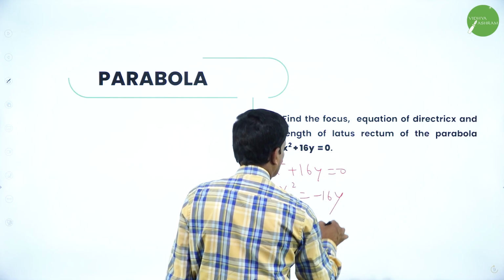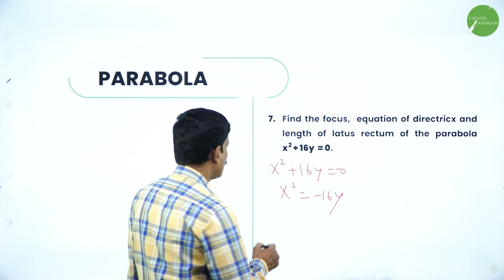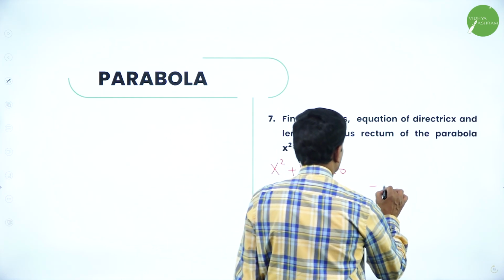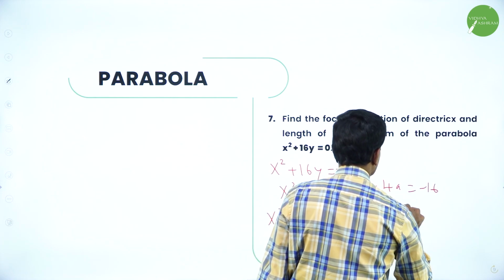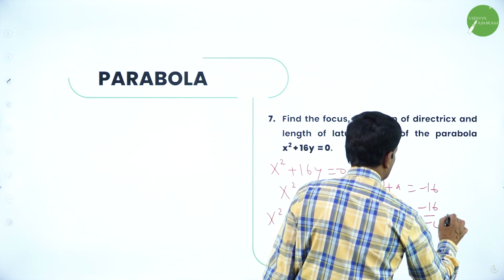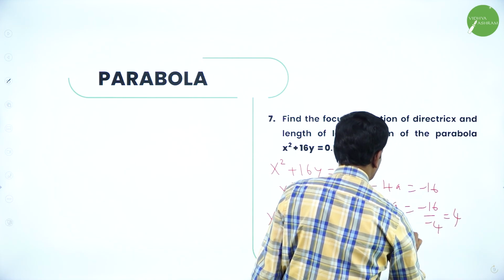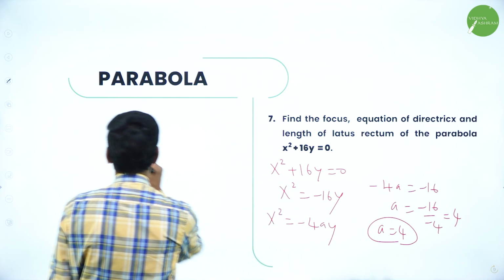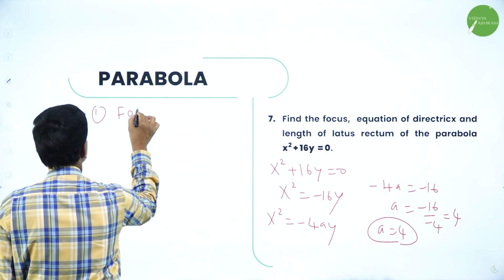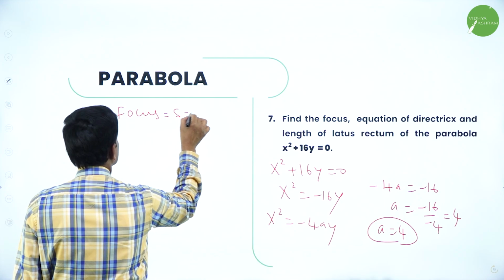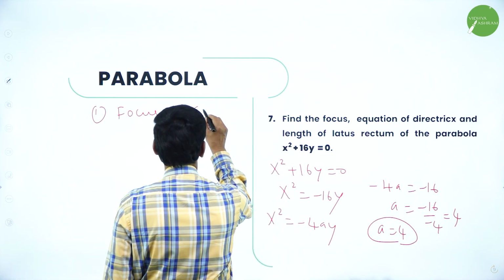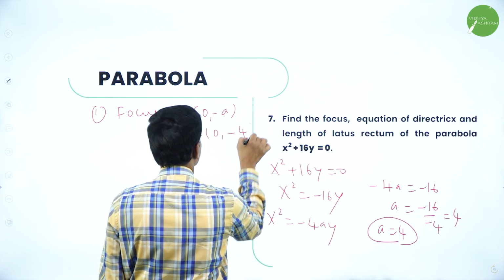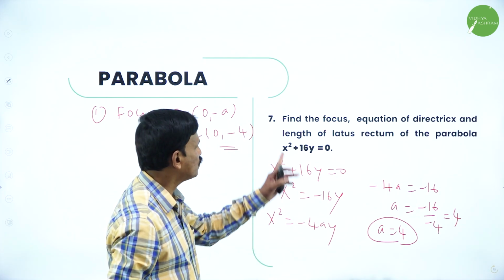Same. Now this x square plus 16y is equal to 0 can be written as x square is equal to minus 16y. Now comparing with the form x square is equal to minus 4ay, minus 4a is equal to minus 16, a is equal to minus 16 by minus 4, that means 4, a is equal to 4. Now what is to find? First, focus. Focus S is equal to 0 comma minus a, that is 0 comma minus 4 is the focus.